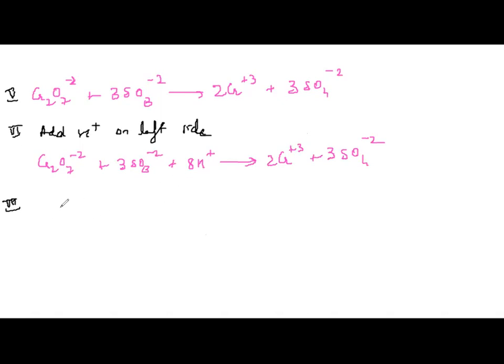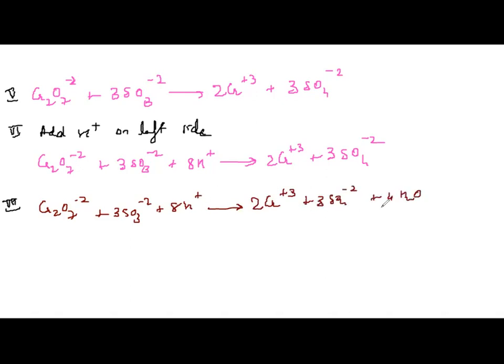So what I will do: Cr2O7 minus 2 plus 3SO3 minus 2 plus 8H plus gives 2Cr plus 3 plus 3SO4 minus 2. 8H plus means how many water molecules? 4 H2O molecules I have to add. 4 water molecules I have to add. So this is what? This is the balanced redox reaction, that too by the oxidation number method. So please do remember, in step 4 here itself we do the changes.